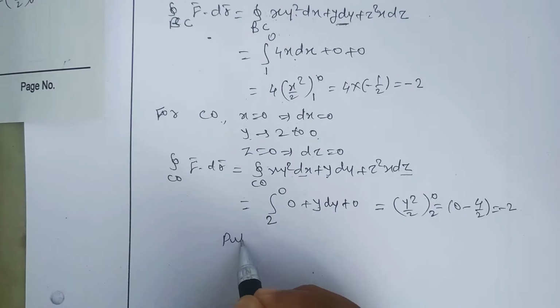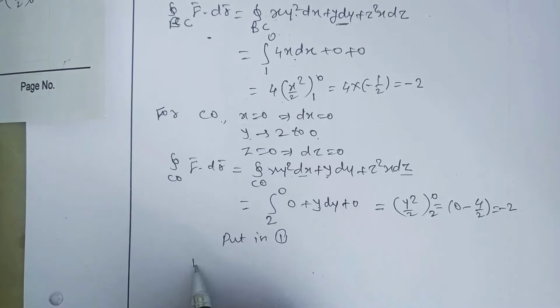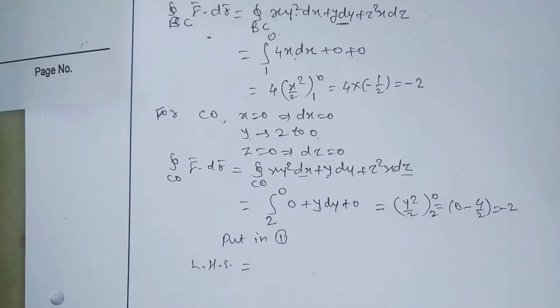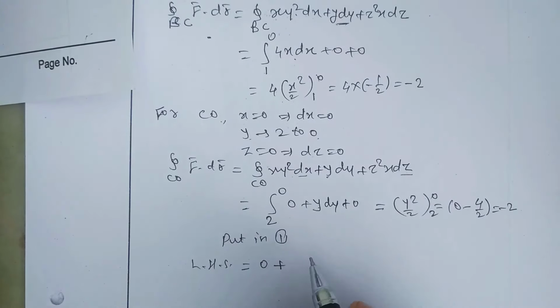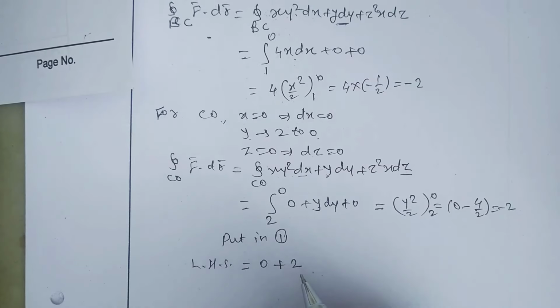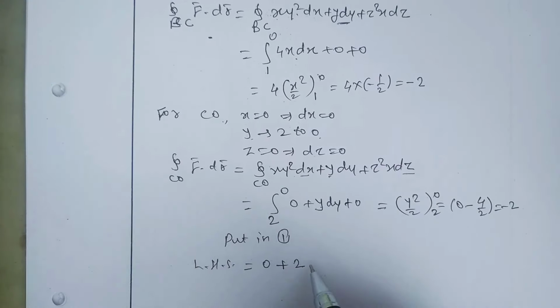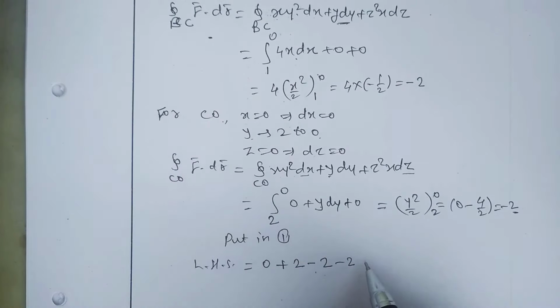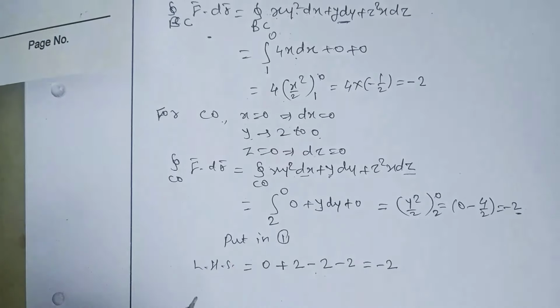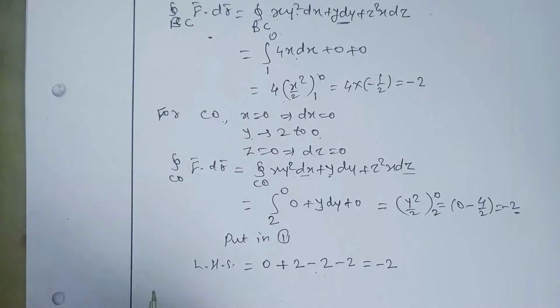So put in equation number 1. Our LHS becomes the addition of all these 4 integrals. The value of the first integral we get is 0. The second integral value is 2. The third integral value is minus 2. And the fourth integral value is again minus 2. So in total, the LHS is equal to minus 2.